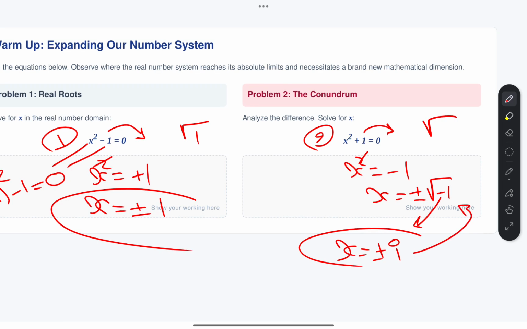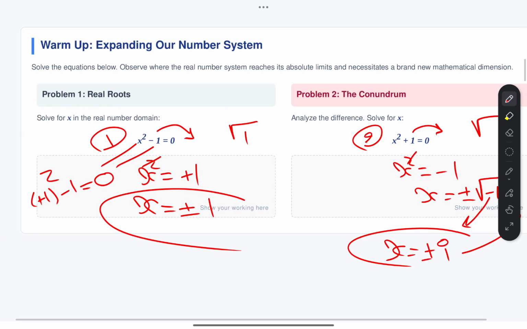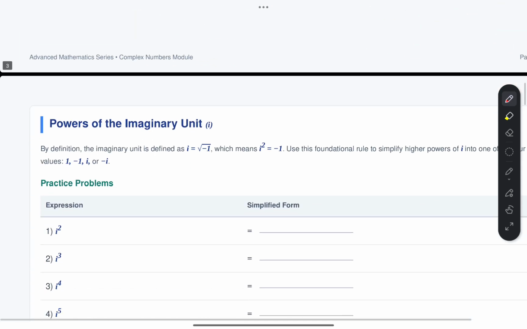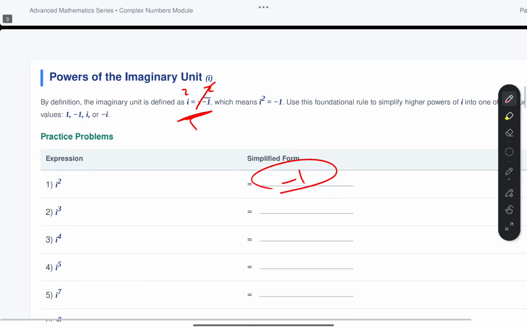So now let's play a little bit with this letter i using some powers. Since i is the root of -1, what about i squared? You know that the power 2 will cancel the root, so i squared is -1. Excellent. Remember this for me, please.